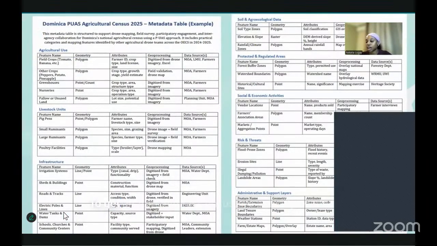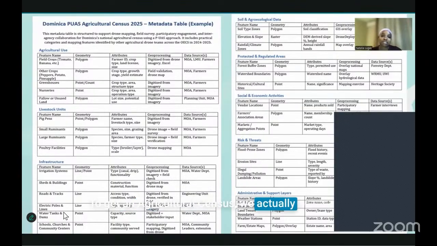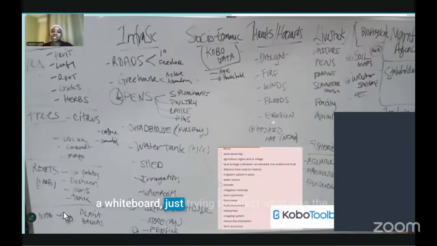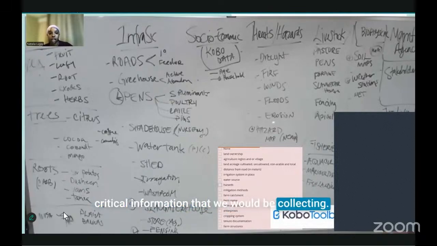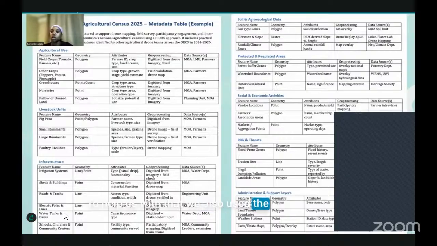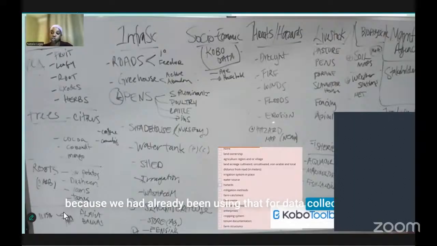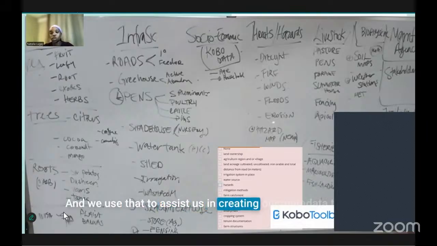To get an agricultural census, we actually needed to look at what type of data was necessary. It took a lot of brainstorming. We had some serious sessions using pen and a whiteboard, just trying to select what was the critical information that we would be collecting. To help us with that, we also used the Kobo toolbox because we had already been using that for data collection. So a lot of the subsets were already there, and we used that to assist us in creating our metadata table.